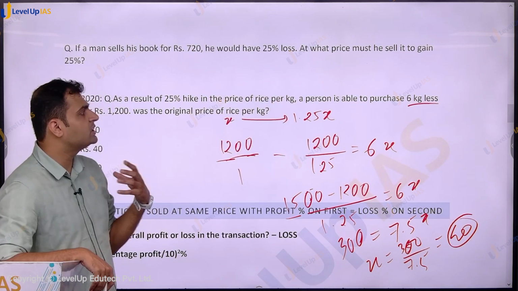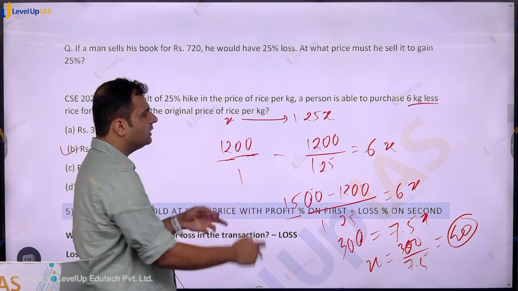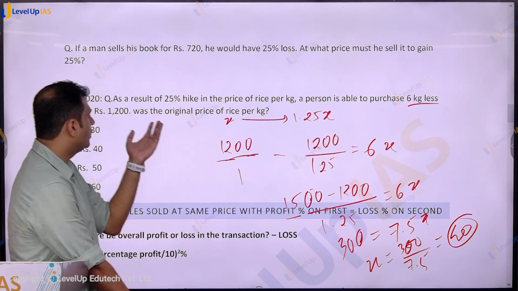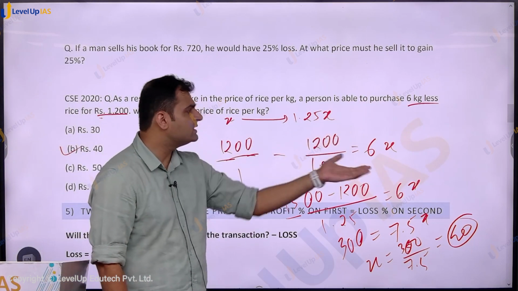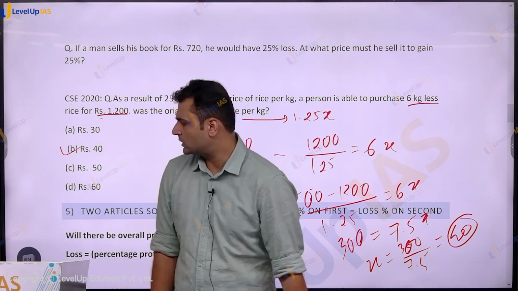So originally how much was he able to buy? 1200 divided by this X. This was X here. And after the price rise, 1200 divided by 1.25X, because पैसा उतना ही है, 1200 रुपए ही है. And they are saying this difference is actually 6 kg. I have taken X to that side and just did the calculation.